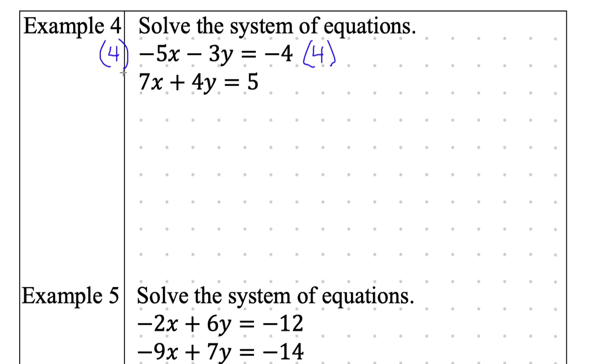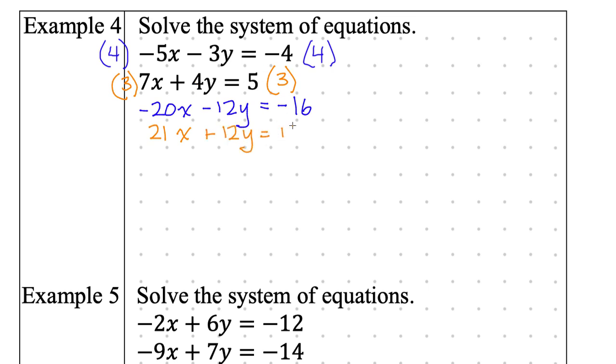I'm going to color code this to make this 3 and 3. If I do that, my blue equation, 4 times negative 5 is negative 20x. 4 times negative 3 is negative 12. Don't forget the y. Is equal to negative 16. And multiplying 3 to each of these, 3 times 7 is 21x. 3 times 4 is positive 12y. And 3 times 5 is 15. So now I can go ahead and add these.